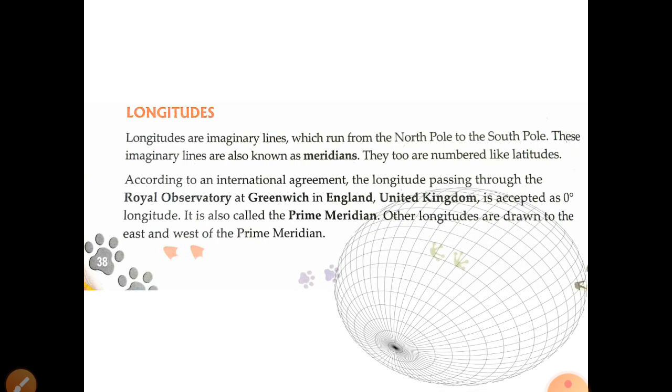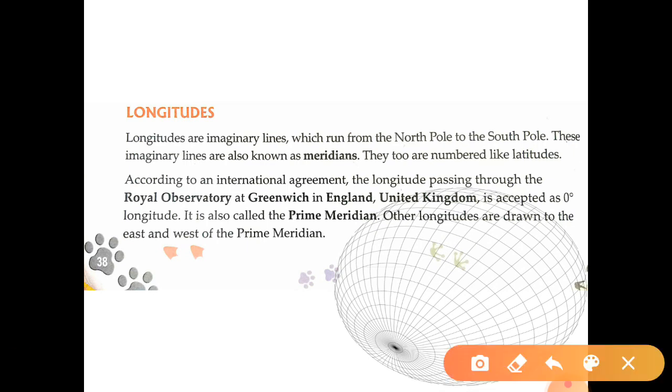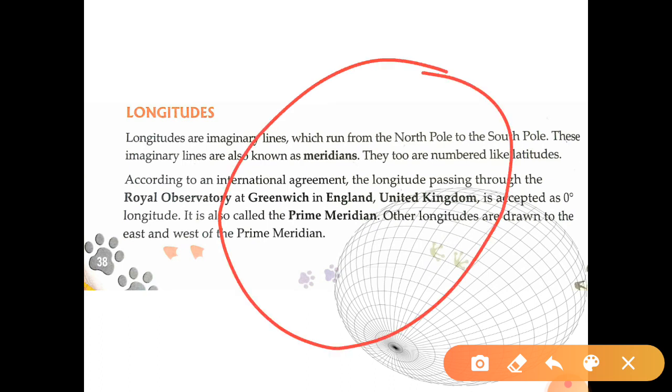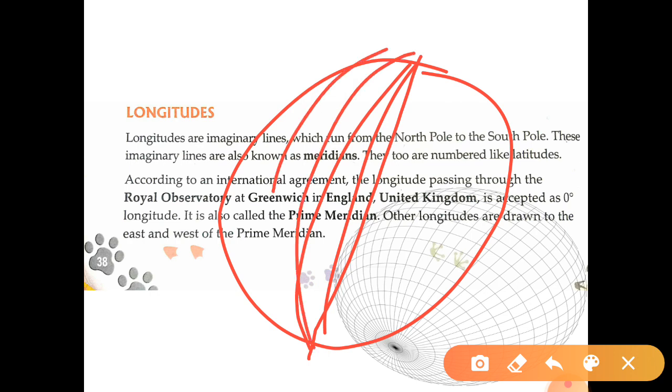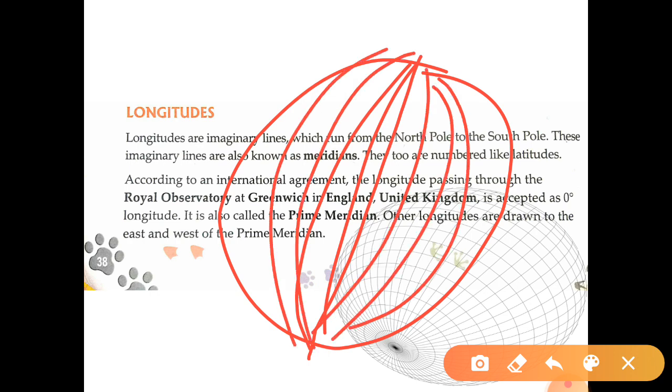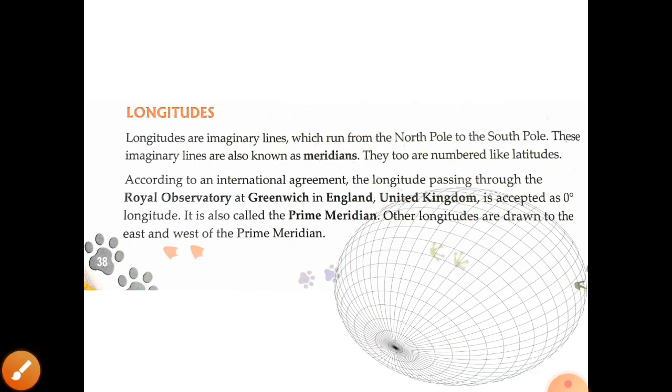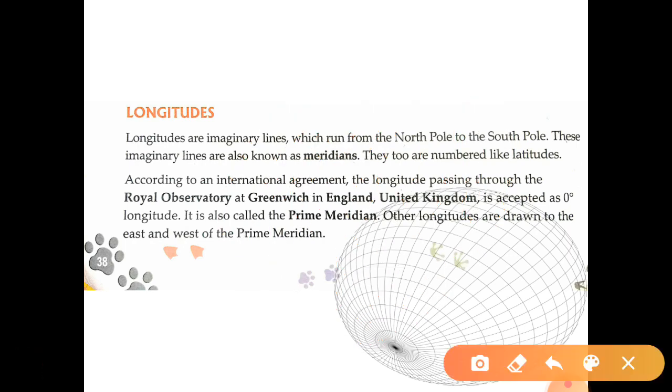Now the next one is longitudes. Longitudes are imaginary lines which run from the North Pole to the South Pole. Maybe you have observed these lines on the globe. What are they known as? Longitudes. These imaginary lines are also known as meridians. Longitude lines are also known as meridians. Remember it.